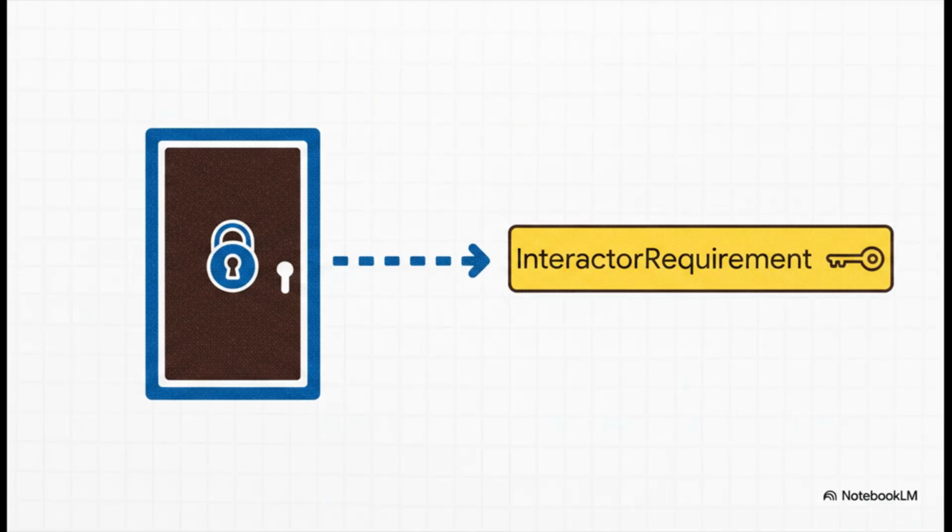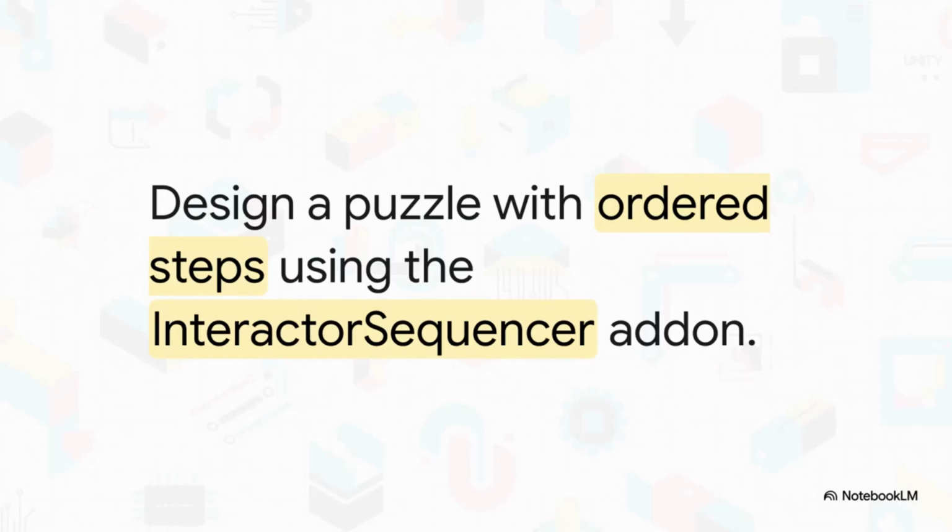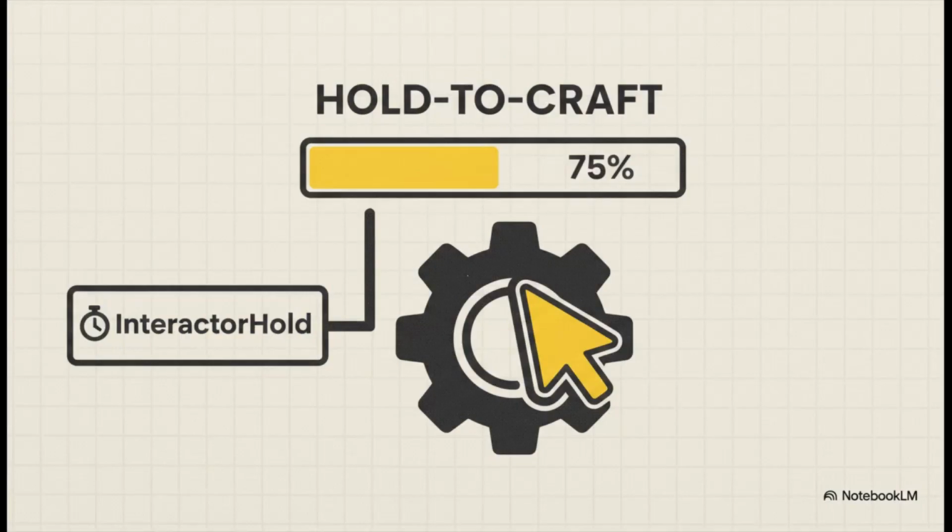So what can you build in just a few minutes, right out of the box? Well, you could build a classic locked door that needs a specific key from the player's inventory just by dropping on the interactor requirement add-on. Or what about a timed puzzle? Maybe one where you have to hit 3 switches in the right order, and you can even throw a cooldown on each one to make it trickier. Or how about that classic hold to craft mechanic, with the little progress bar that pops up on the UI? All of that is driven by the interactor hold add-on. And for all of this, you haven't written a single line of custom code.